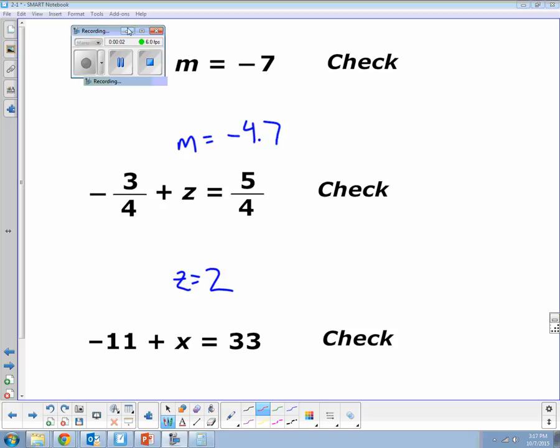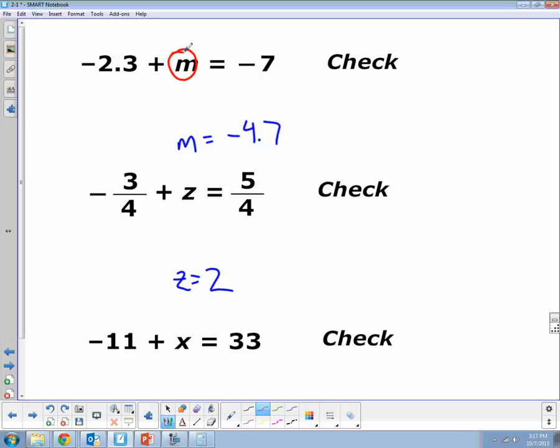But if you're watching this, you're not sure how we got one or more of these answers. So I'm going to walk through them. We're always doing that inverse operation. We want to isolate the variable, get m all by itself, to do the inverse operation.